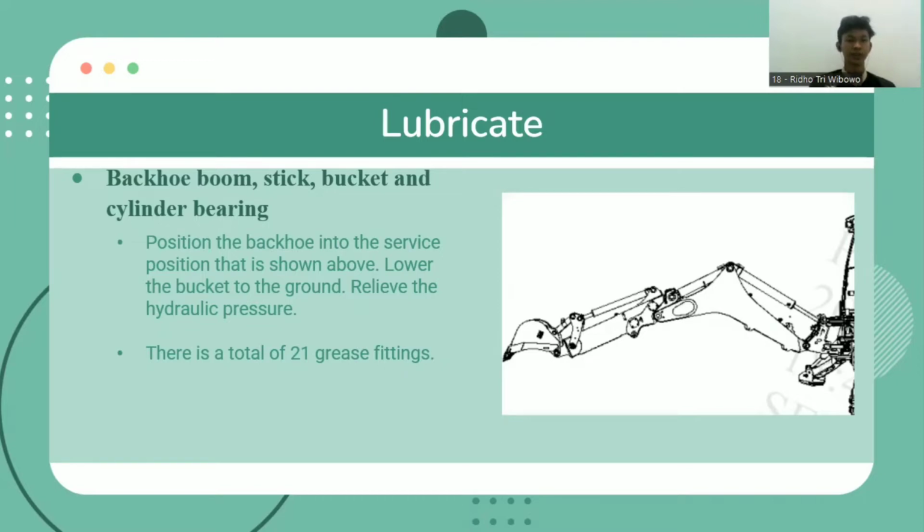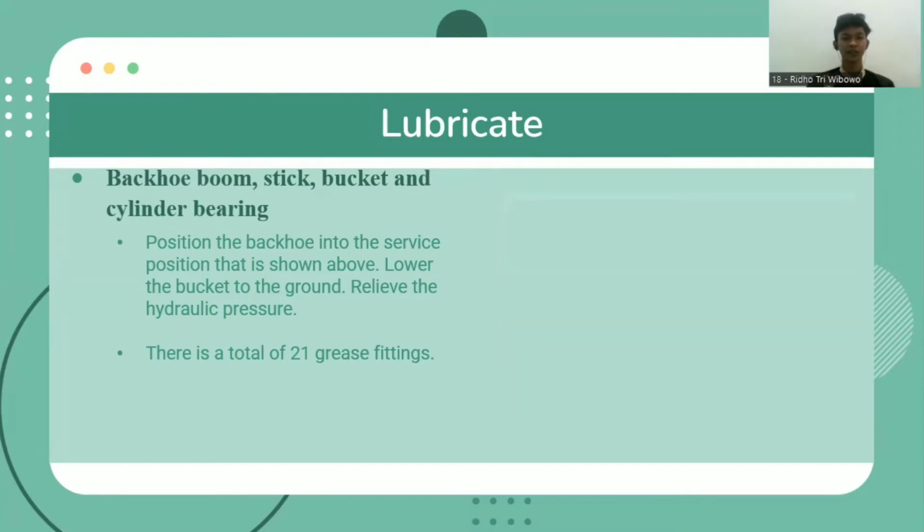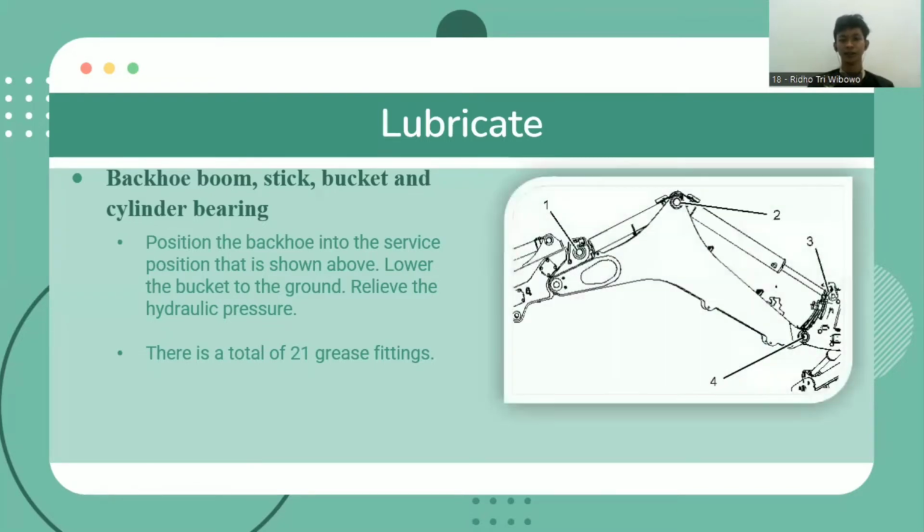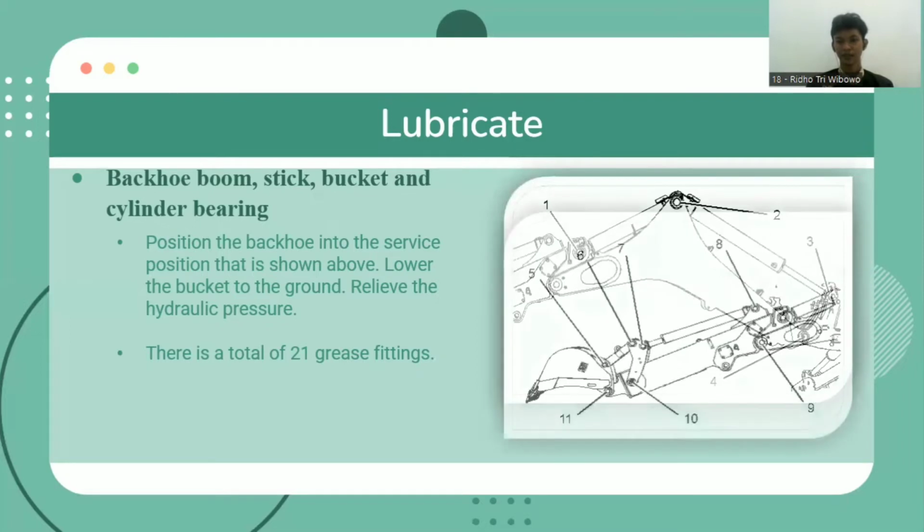To lubricate it, make sure to position the backhoe into the service position that is shown above. You can see in the picture. Lower the bucket to the ground, relieve the hydraulic pressure. There are a total of 31 grease fittings. You can see in the picture. Next.